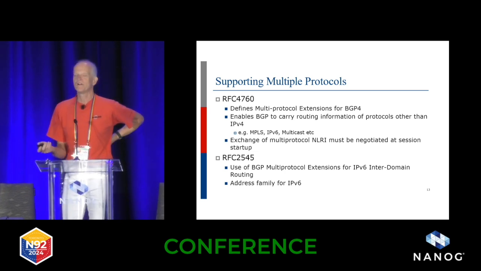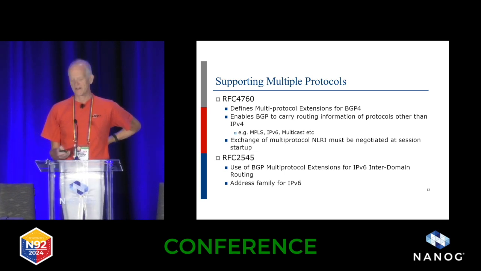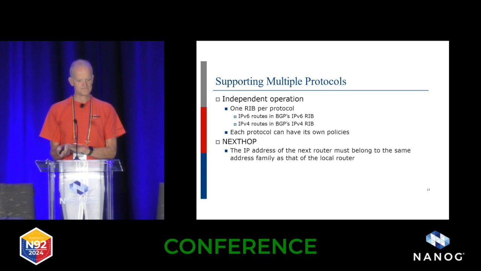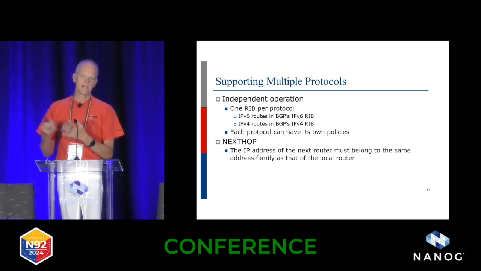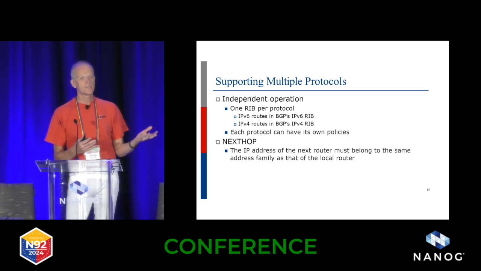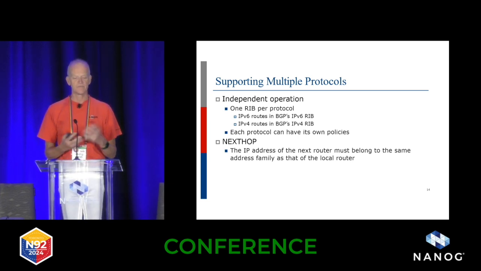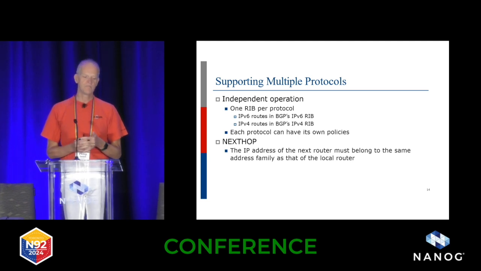So you don't need to worry about the numbers as far as any implementation goes, because your vendor takes care of how you display the address family. We'll show you that in a minute. There's one RIB per protocol. In a multi-protocol setup, you've got a V4 RIB for V4, you've got a V6 RIB for V6. We don't really mix them all together.